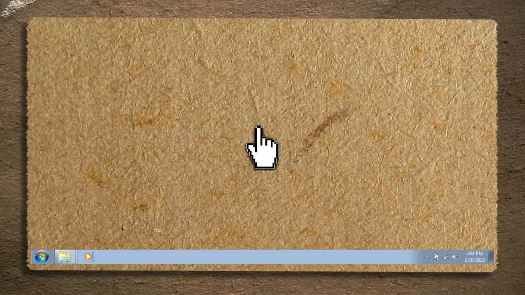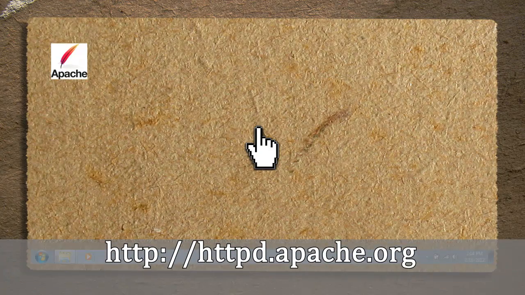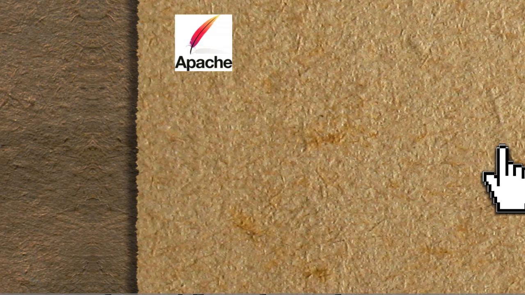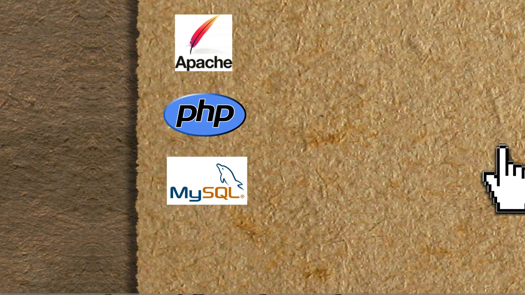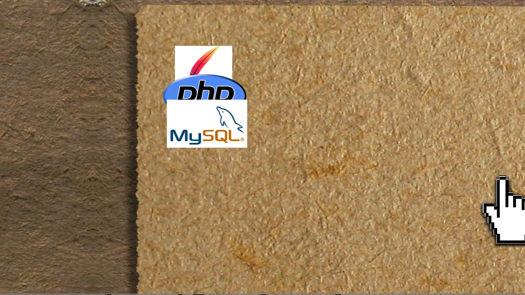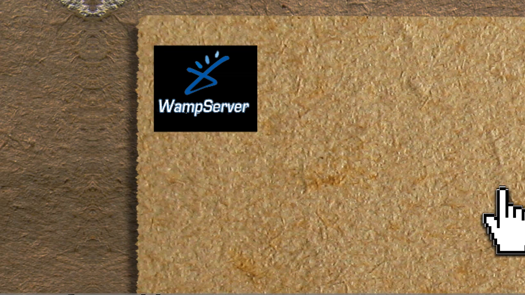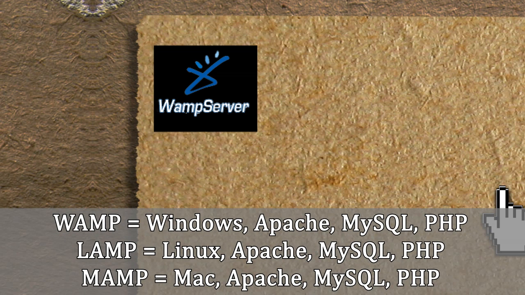The server software we'll be using is called Apache, which is the most popular server software out there. We'll also need to install PHP and MySQL software as well. We could install these individually, but luckily there's a program called WAMP that will install everything we need all at once. WAMP is meant specifically for Windows, but LAMP and MAMP are alternatives for other OSs.